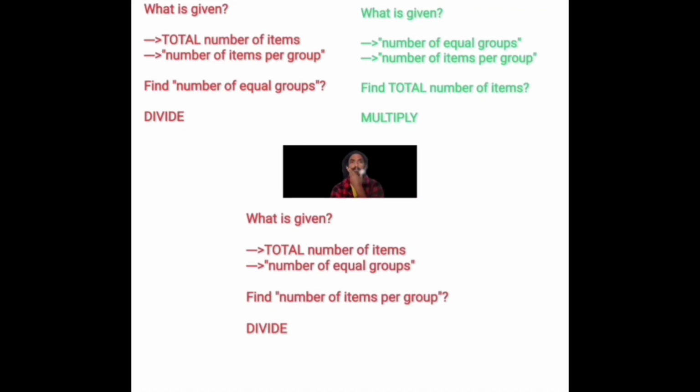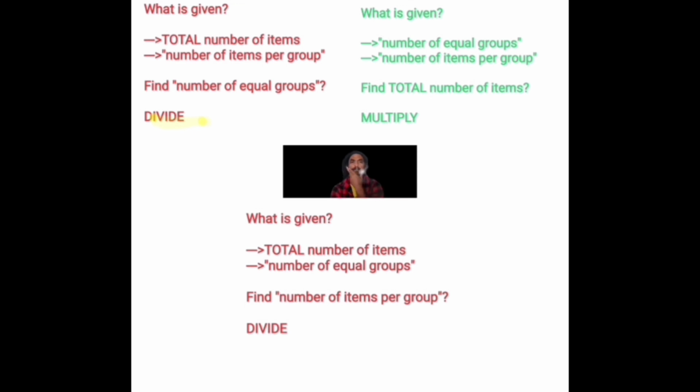There are three main scenarios when pondering which math operation you need to use based upon what is given. Sometimes they give you the number of equal groups and the number of items per group in the problem and ask you to find the total number of items. In that case, you need to multiply. There will be cases where you are given the total number of items and the number of items per group and asked to find the number of equal groups. In that case, you need to divide.